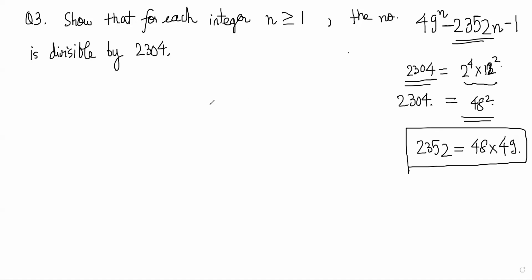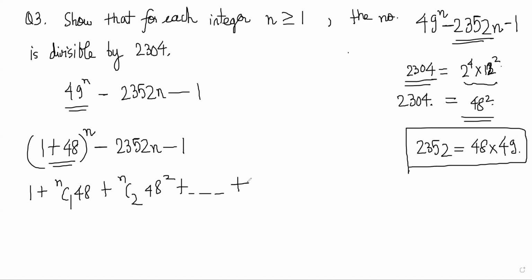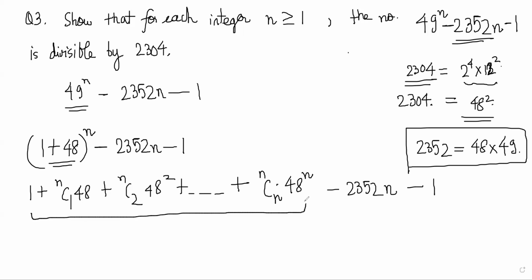Now, okay. So basically we have 49 power n minus 2352 n minus 1. So 49 I can write as 1 plus 48 whole power n minus 2352 n minus 1. So if you expand this, you'll get 1 plus nC1 48 plus nC2 48 square till you get nCn 48 power n minus 2352 n minus 1. This is the expansion, right? Binomial theorem expansion we have done for this, right? So you can see that the 1 gets cancelled here. And this is 48n, if you realize this.